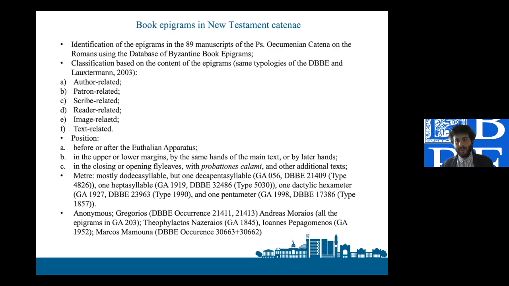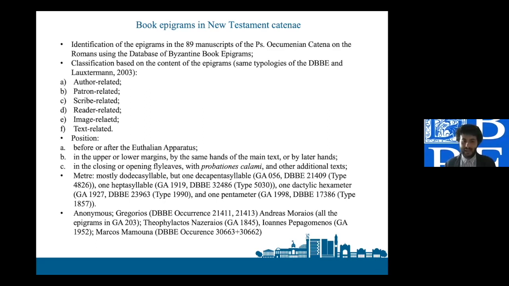Most of the epigrams are added by the same hand as the main text or by a later hand in the upper or lower margins. In particular, for the frame catenae, we can also have book epigrams added in the space between the text of the catena and the beginning of the biblical text in the middle of the page. Also, we have epigrams added by a later hand, usually in the closing or opening flyleaves, alongside the probationes calami or other additional texts.